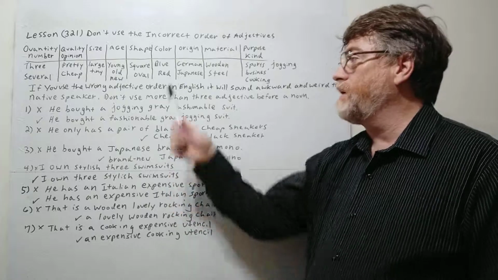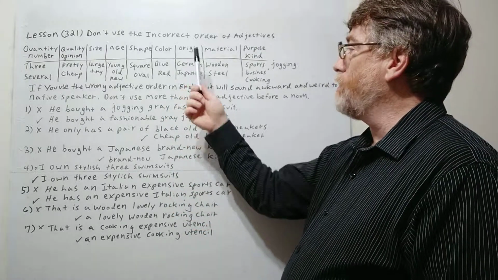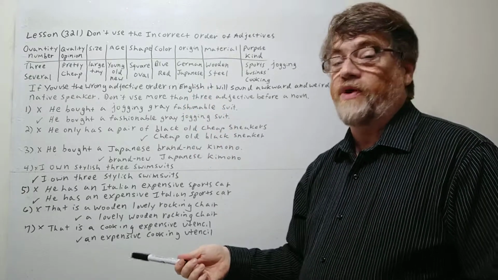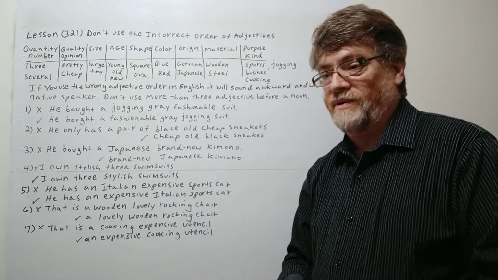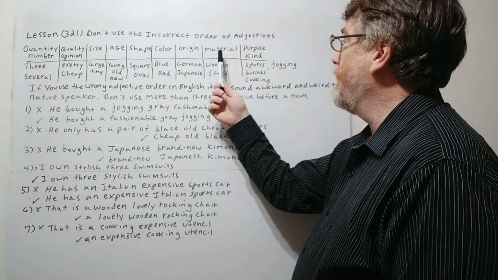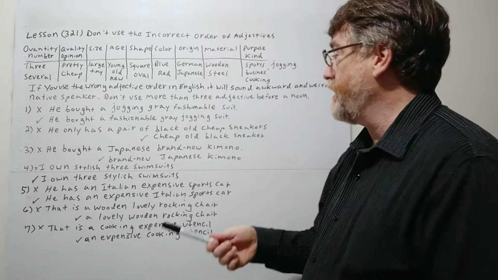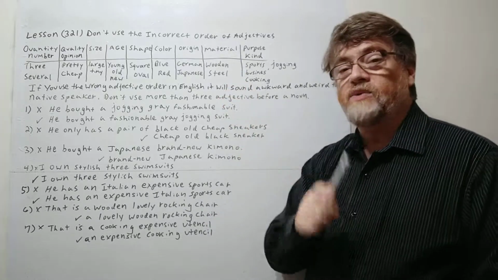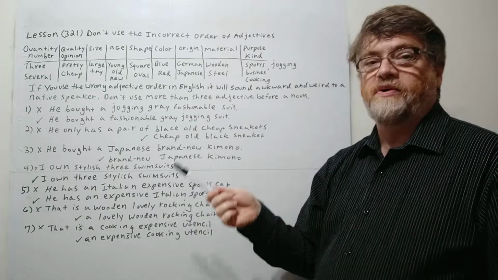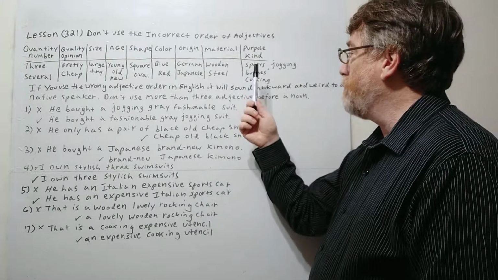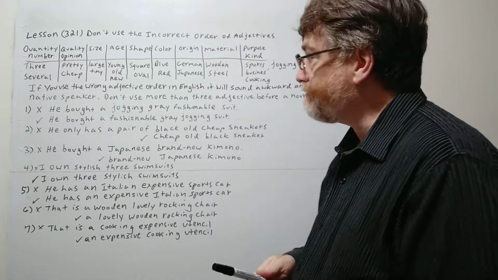Color, then. Any colors, like here we use blue and red, but it could be yellow, orange, green. Origin. So where does it come from? Like German or Japanese or American or Thai or whatever. The material, like wooden or steel or iron or whatever it is. And the last one on the adjective part should be purpose or kind. These are just some examples of what we mean by purpose or kind: sports or business or cooking or jogging or something like that.